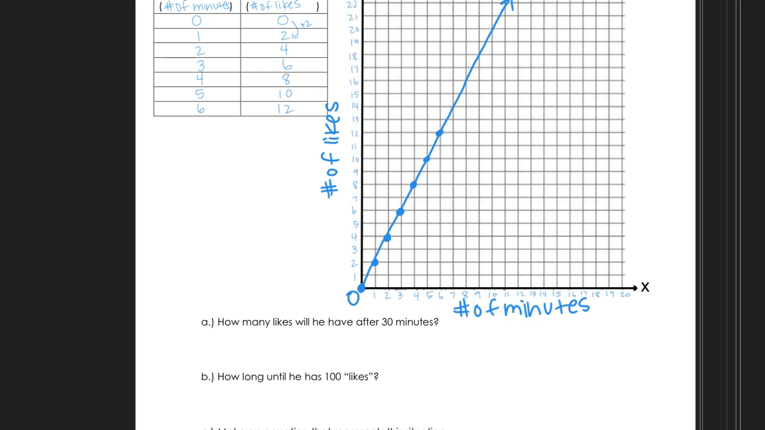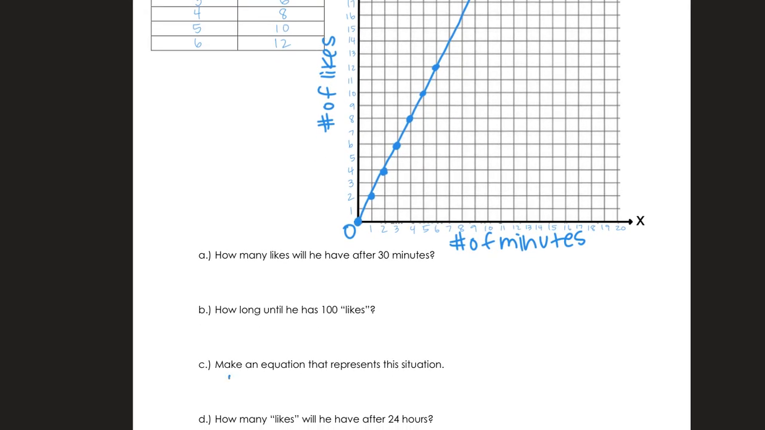I think it might be helpful if I make my equation of this. So let's make my equation. To do that, we're going to figure out M, and we're going to figure out B of our graph. So with our B, we began on our y-axis at 0. So our B was 0 on this one.